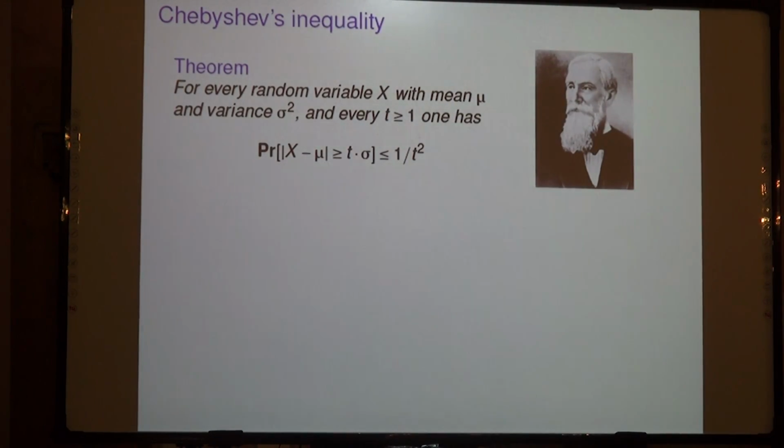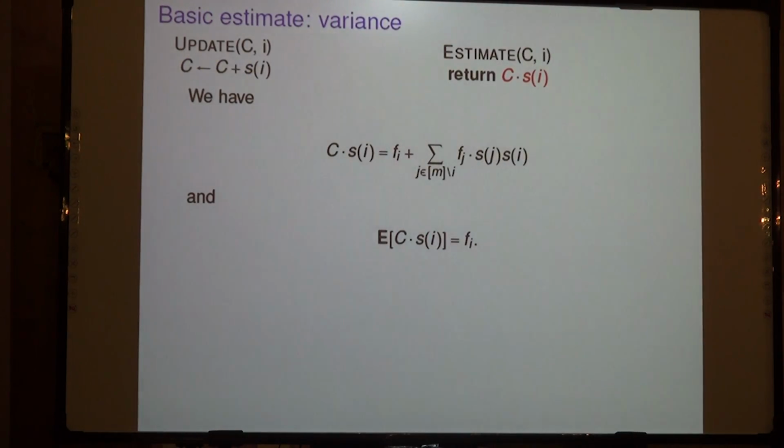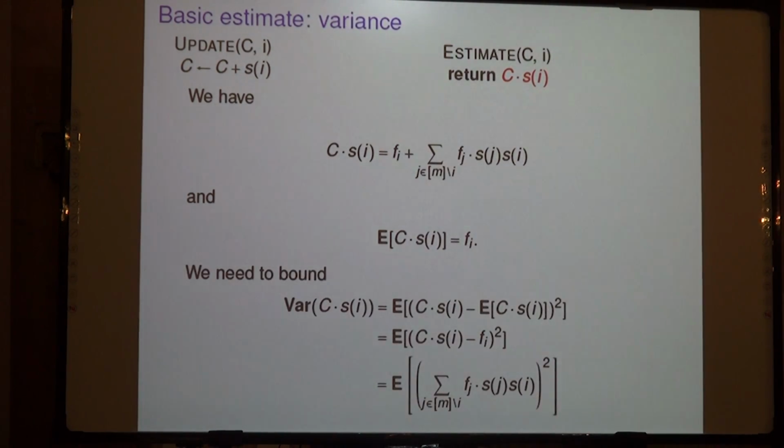So now let's invoke Chebyshev again. We want to understand the variance. So we know that the mean of the counter times si is exactly fi. What is the variance? Any questions so far, by the way? Seems to be very similar to the AMS sketch, so presumably it should be the same. Good. So what is the variance?